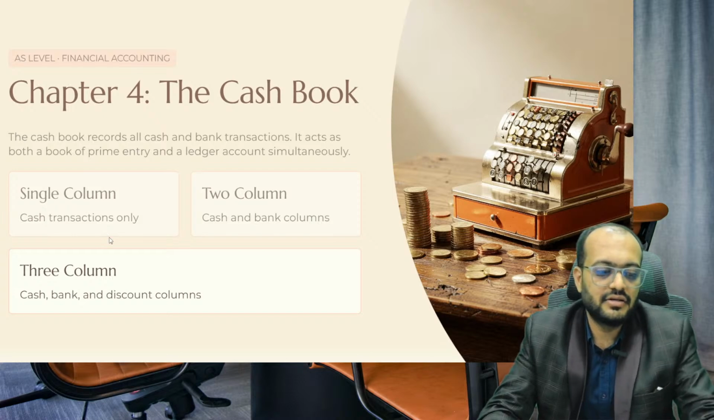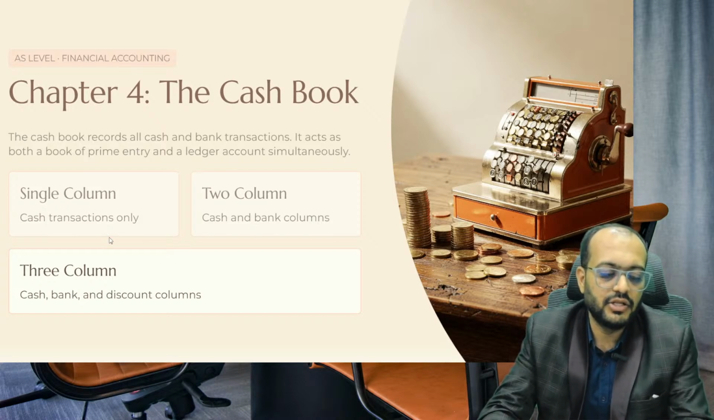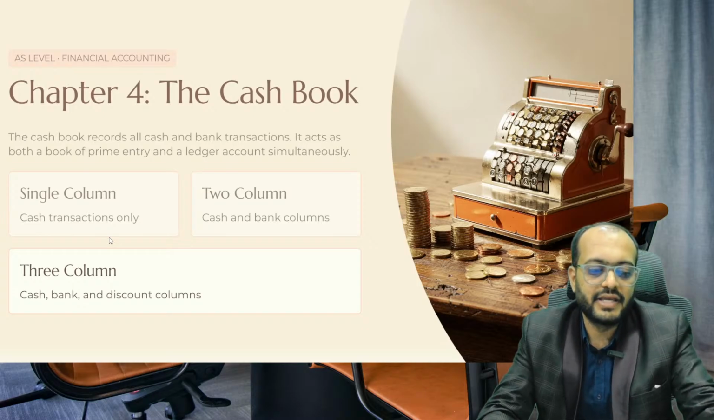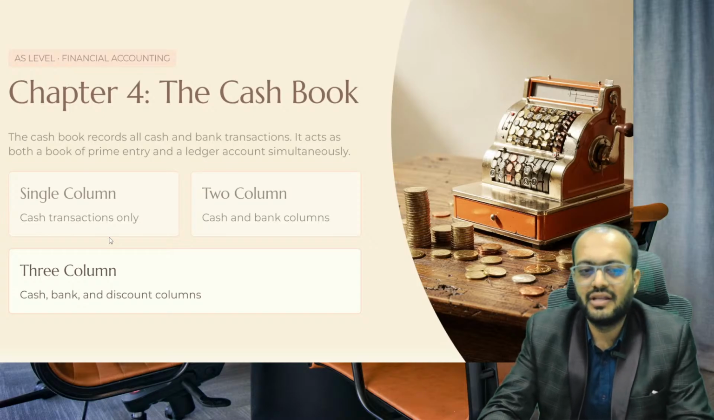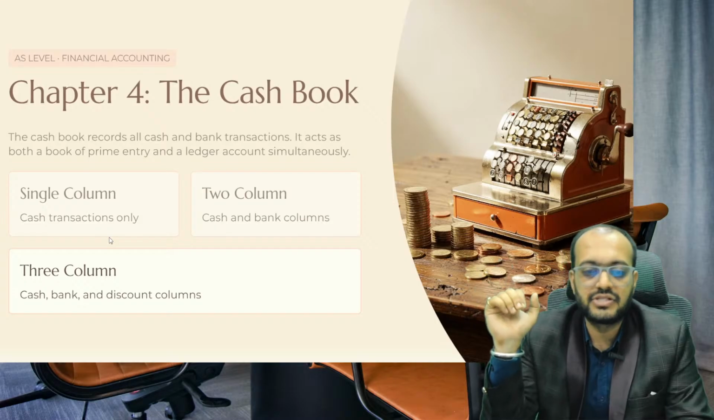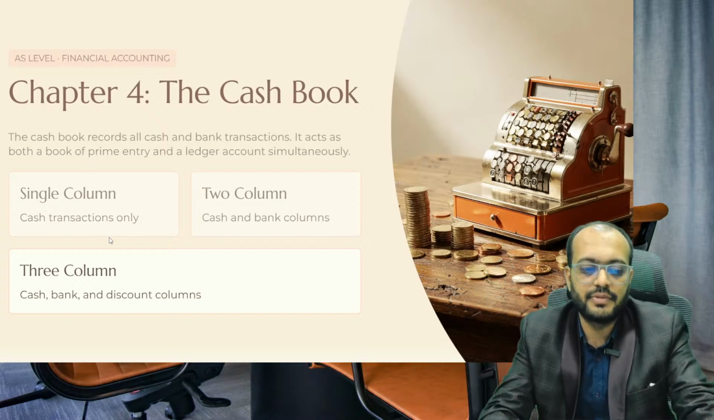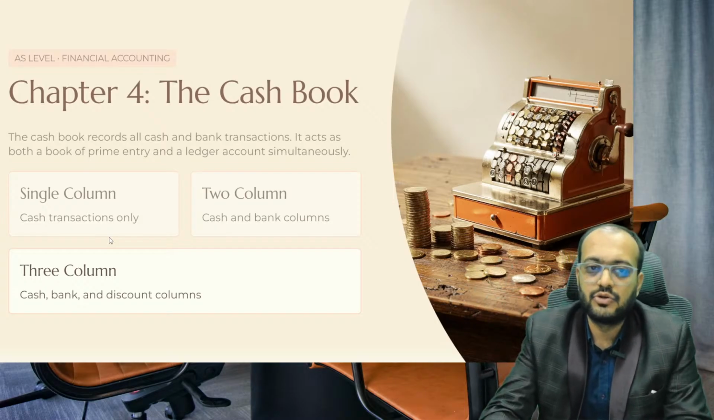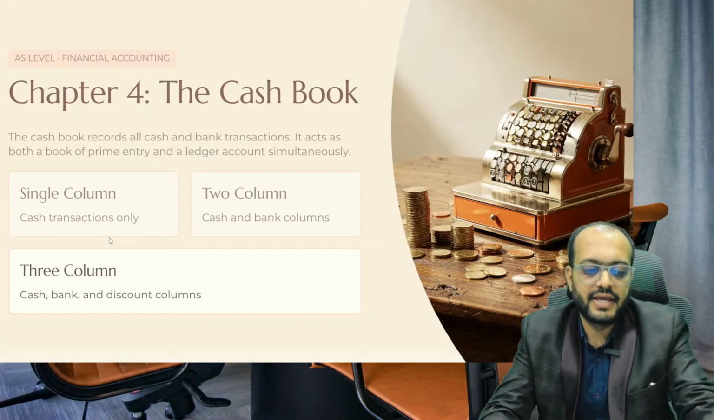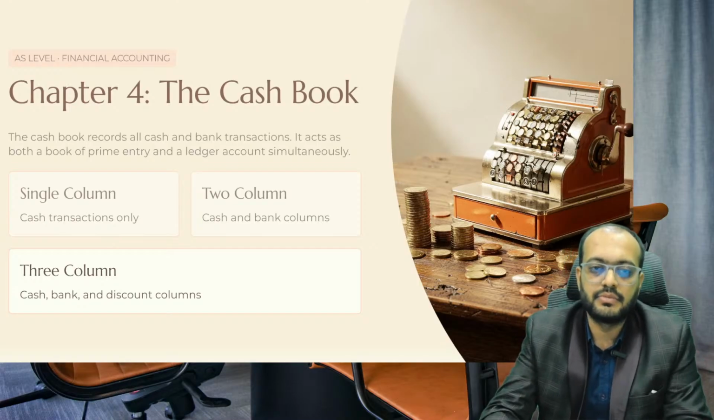Because in today's date, of course, we can get the money not only in cash but also through banking channels, through net banking, through cheque or any other platform. So cash and bank, both columns are included in this. And in the 3-column cash book, where cash, bank and discount columns are there, we will see the cash book in detail in chapter number 4.